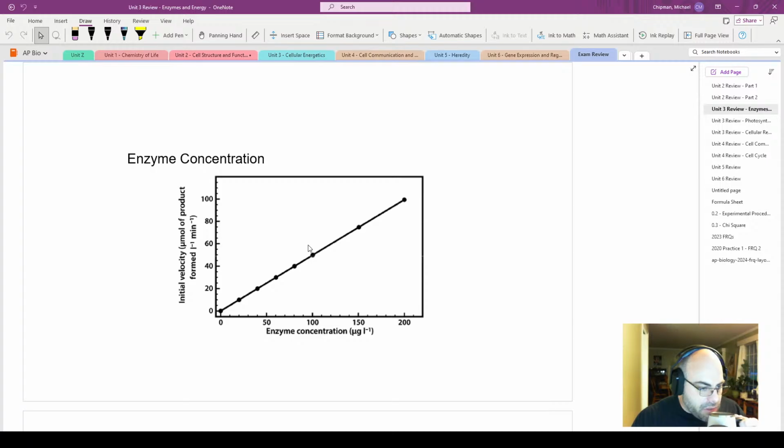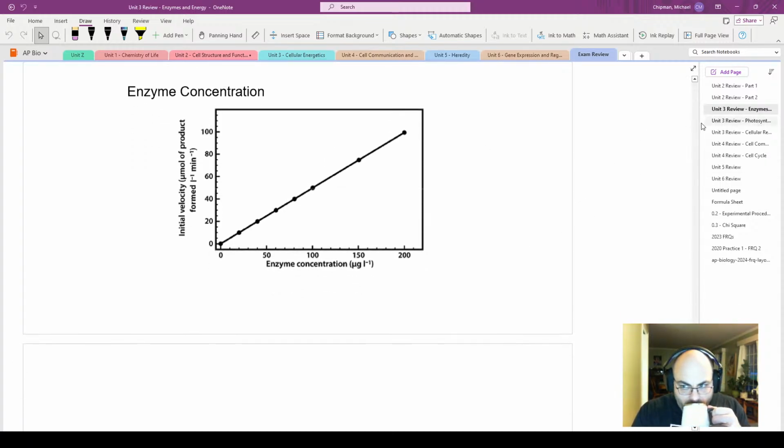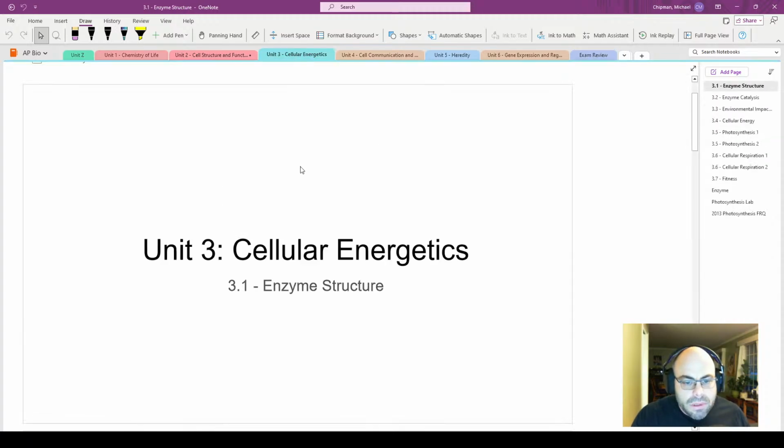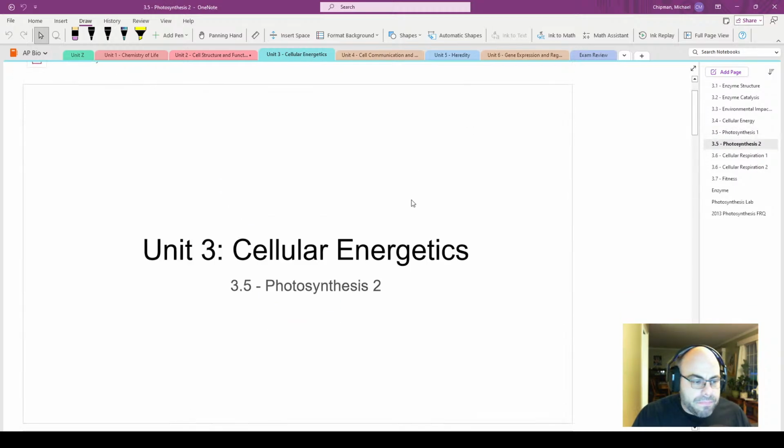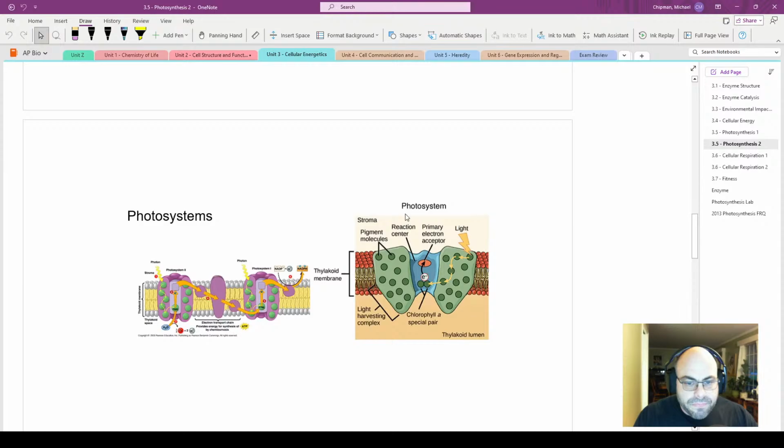What's ETC and photosynthesis and cellular respiration? Good. Let's talk about those. So ETC and cellular respiration versus photosynthesis. Let's find that.